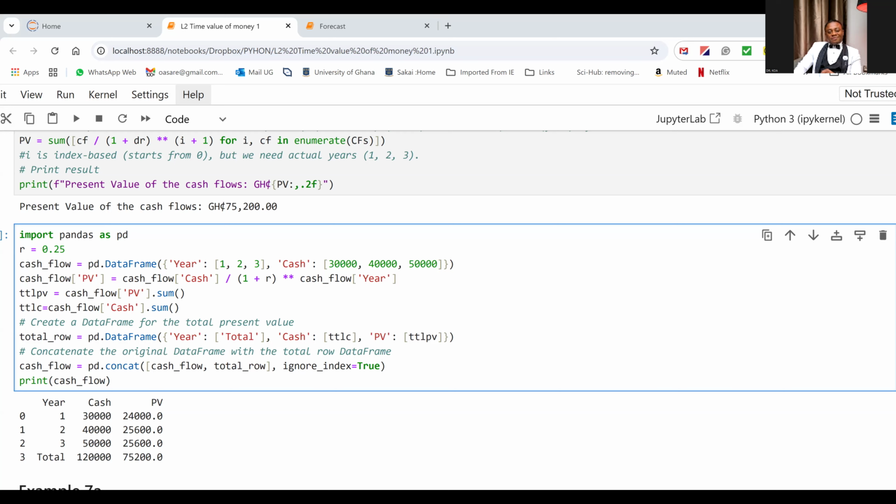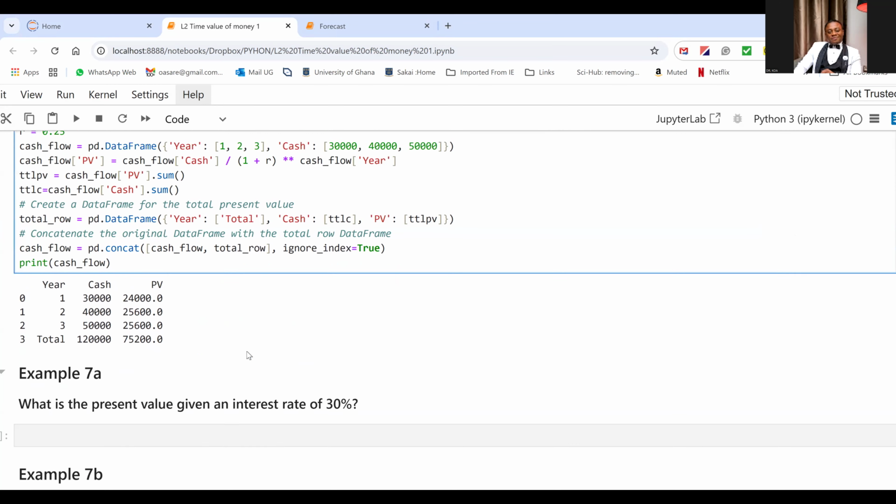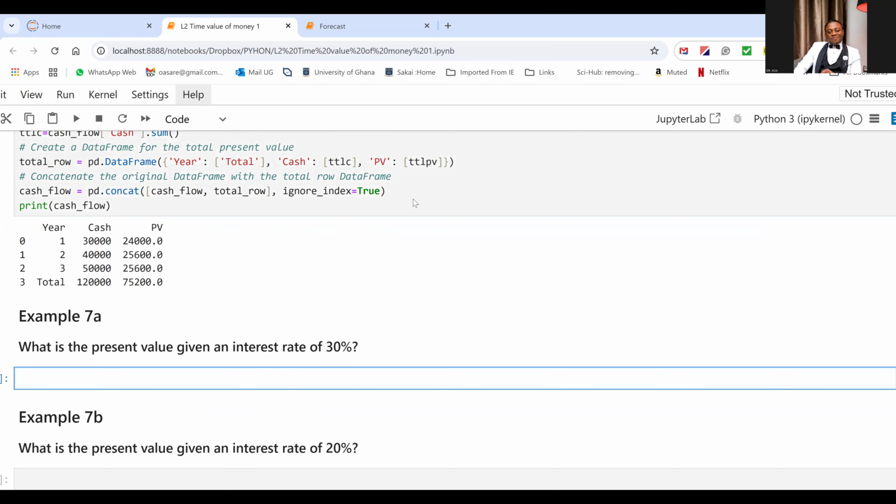The current one is 75,000. What will happen? Will it come down or go up? With a 30%. I need an answer. Will it come down or go up?